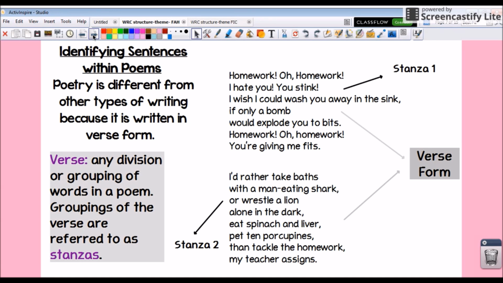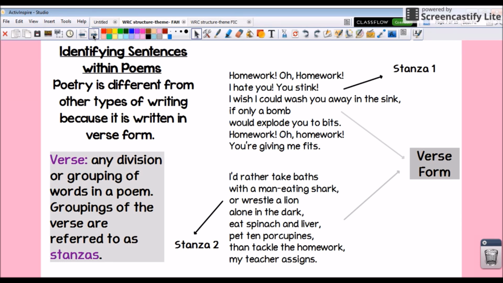Homework, oh homework, I hate you, you stink. I wish I could wash you away in the sink. If only a bomb would explode you to bits. Homework, oh homework, you're giving me fits. I'd rather take baths with a man-eating shark or wrestle a lion alone in the dark. Eat spinach and liver, pet 10 porcupines, then tackle the homework my teacher assigns.